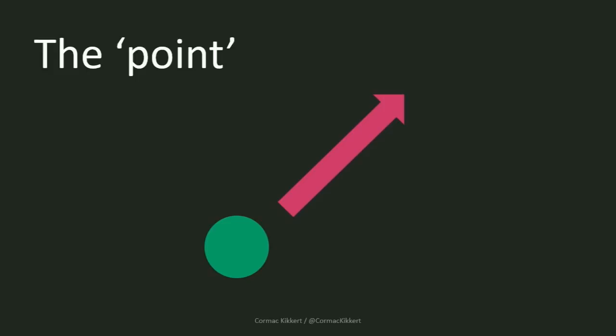Before I show the physics simulation, I just want to explain how it works. So I guess the fundamental building block of it is the point. The point is just 2 vectors. There's a position vector, which is the green circle in it, and there's a velocity vector, which is the pink arrow. So in each frame, you calculate the velocity vector and you add it to the position vector, like that.